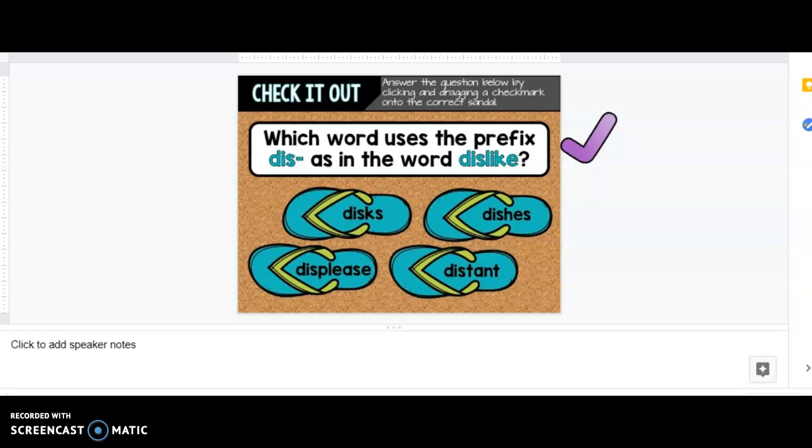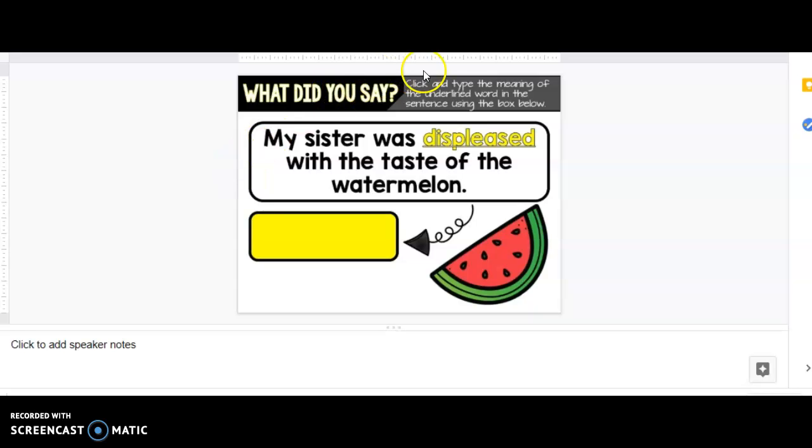Lastly, we have click and type the meaning of the underlined word in the sentence using the box below. So it says, my sister was displeased with the taste of the watermelon. We know that the prefix dis means not. And so if we click here, we would say she was not pleased. And then once you are done with this, you are going to turn it in and move on to your assignment.